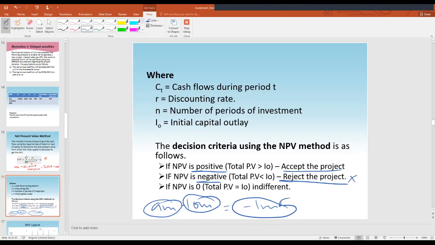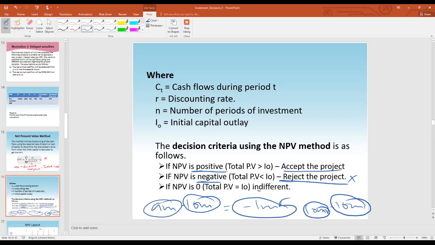If the NPV is zero, we spend 10 million and we get back 10 million. It means you remain where you are. It's a point of indifference. It doesn't change your current status. It's not that it's worthwhile, it's not bad, neither is it good, because you just remain where you are at 10 million. Therefore, a point of indifference.